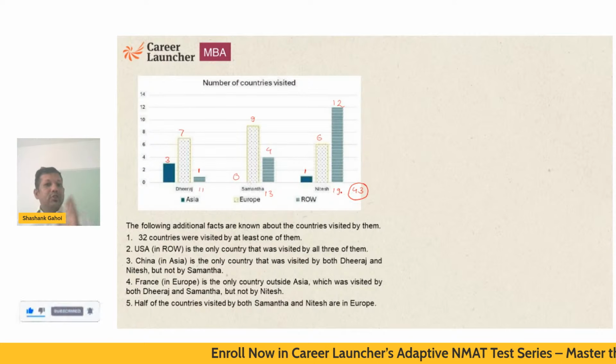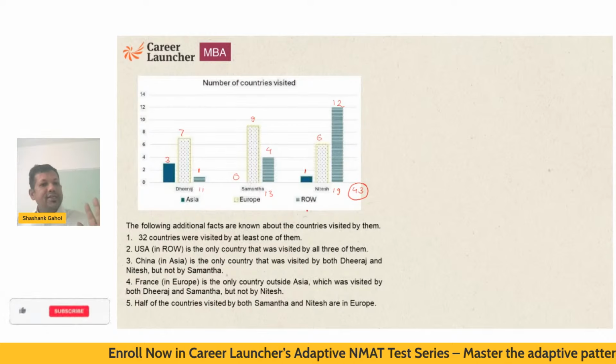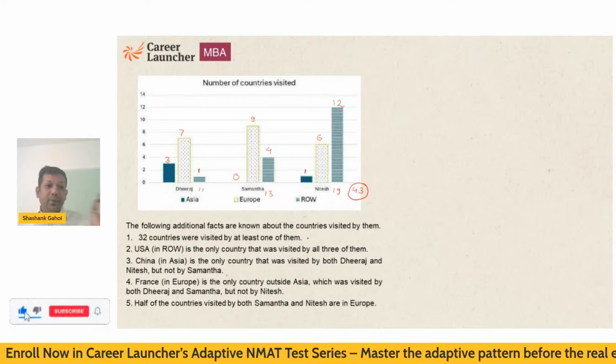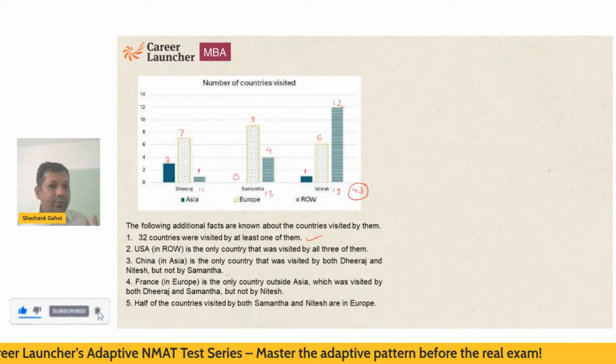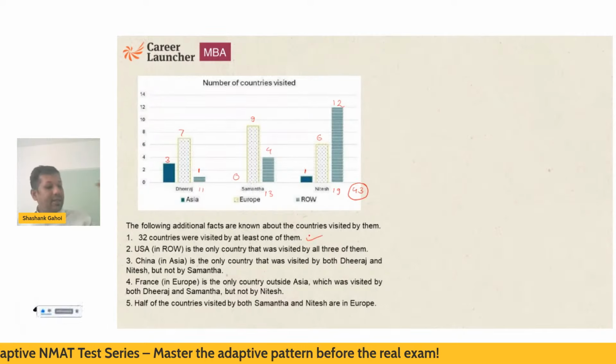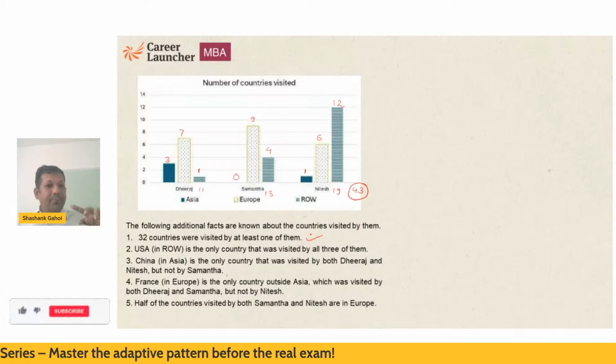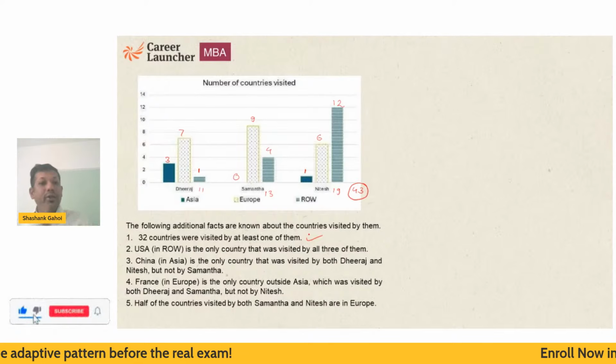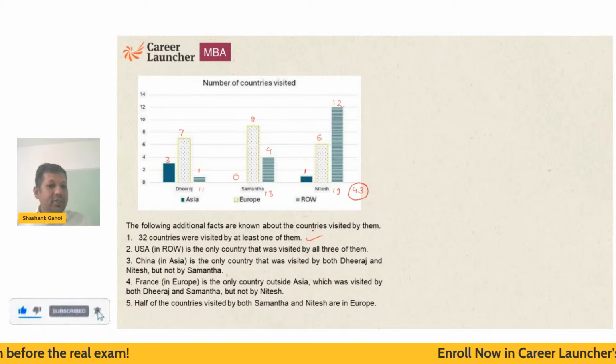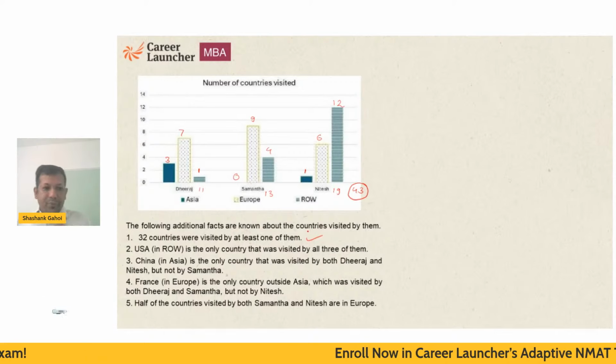So a total of 43 countries are visited, but the number of countries is 32 only. So it means there must be some overlapping. Some more than one people are going to the same country. Only then is the summation more than 32.